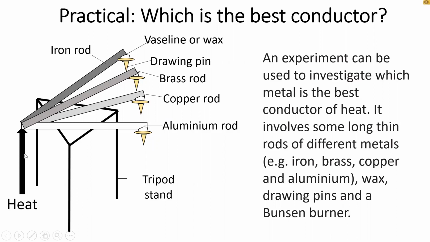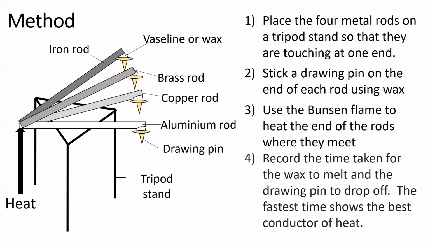Now this arrow here showing heat represents a Bunsen burner. What you would do to investigate which metal is the best conductor, you would place the 4 metal rods on a tripod stand so that they are touching at one end. So you can see the 4 metal rods are touching at one end here.